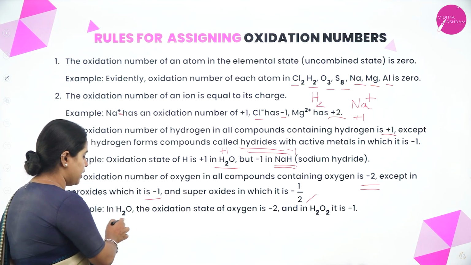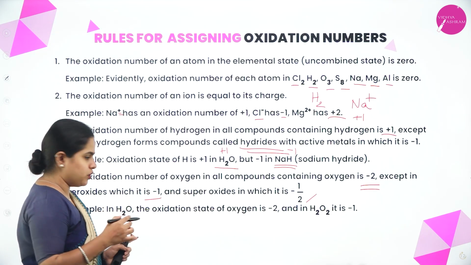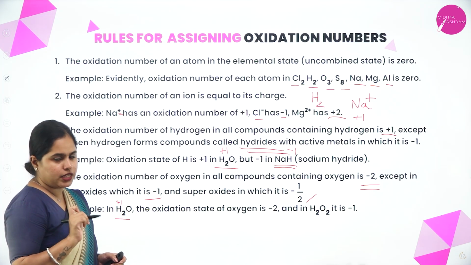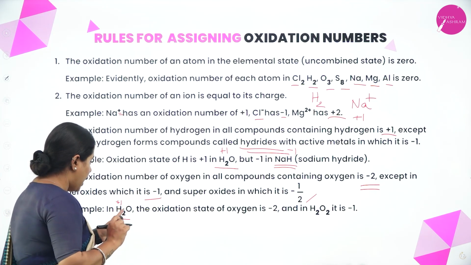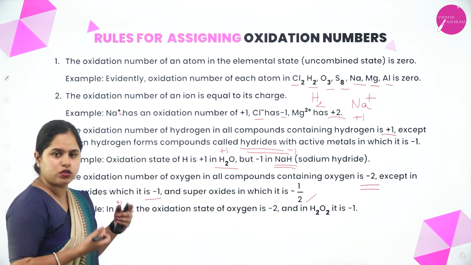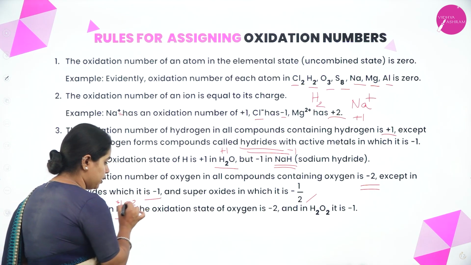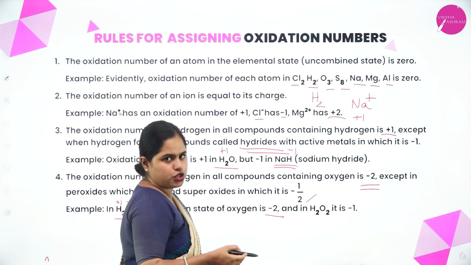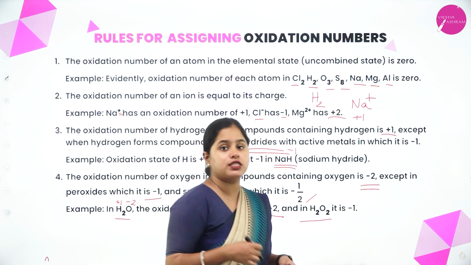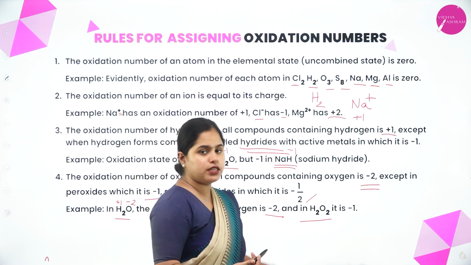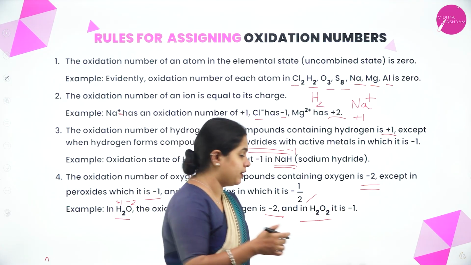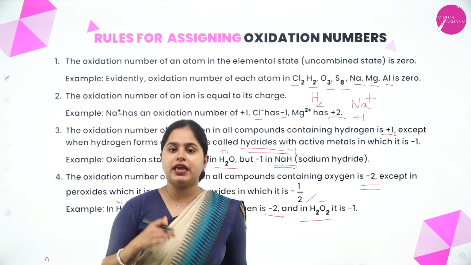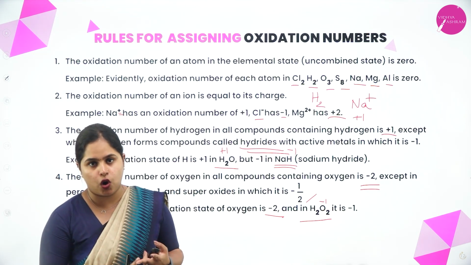For example, again we are taking water. In case of water, just now we discussed for hydrogen, each hydrogen atom, the oxidation number will be +1. And oxygen, as it is not a superoxide or peroxide, the oxidation number will be -2. Now, you can see the oxidation number is -2. And in the case of hydrogen peroxide, H2O2, can I take -2 here? No, right? The oxidation number will be -1 as it is a peroxide. So, you have to be careful in the case of hydrogen as well as oxygen.